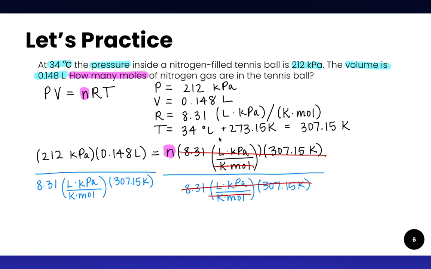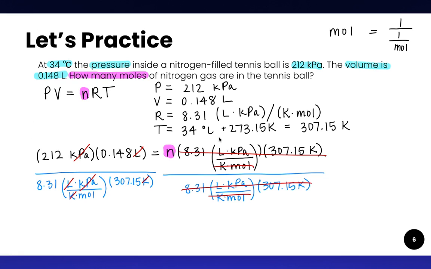And then over here, we have liters, that does cancel, kilopascals, that does cancel, and then Kelvin cancels as well. So we're left with moles, but it looks kind of funny, doesn't it? So it looks like this: 1 over 1 over mole. So that is actually just equal to mole, which is the unit we want.